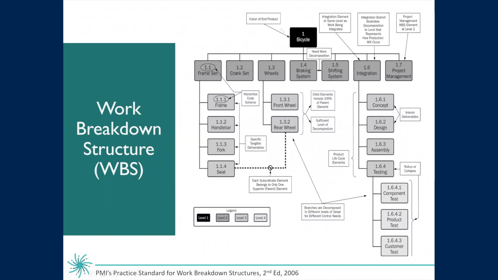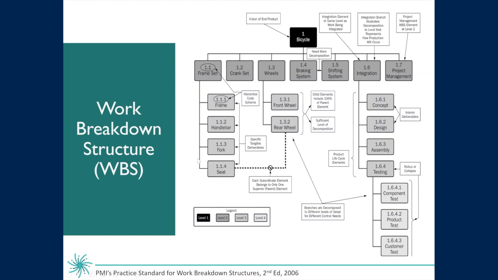This very top level is called level 1, and this is where your project name goes. You'll see here that this is building a bicycle. This next level of work is called the level 2 work breakdown structure. And what you want to do is have level 2 as the main components, so the main deliverables that are going to be required in order to successfully meet the objectives of your project.